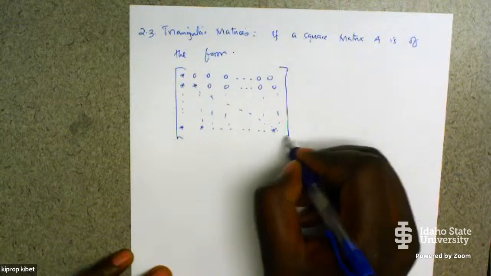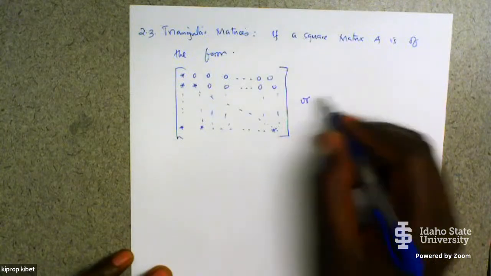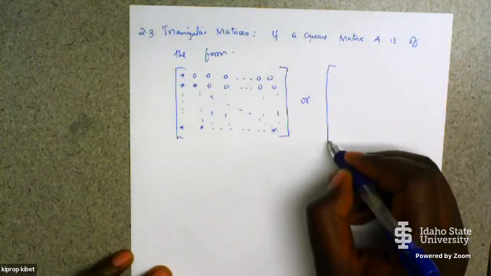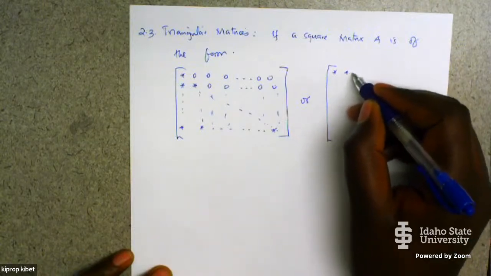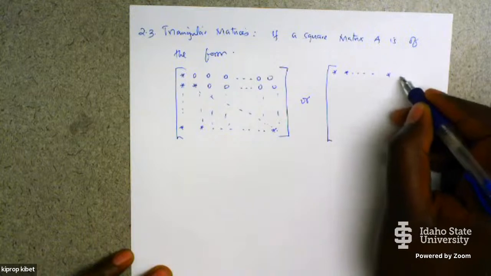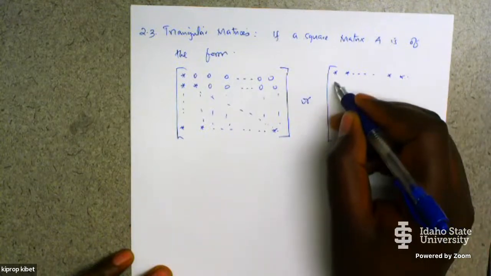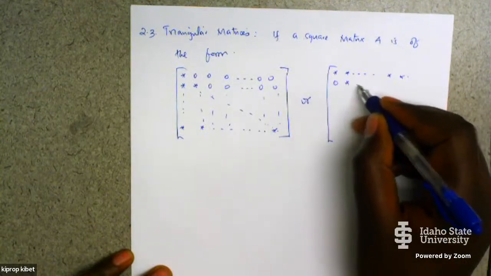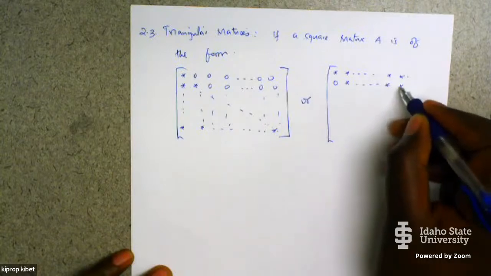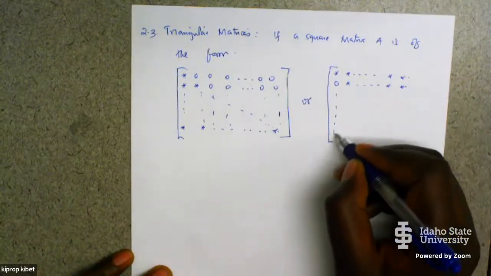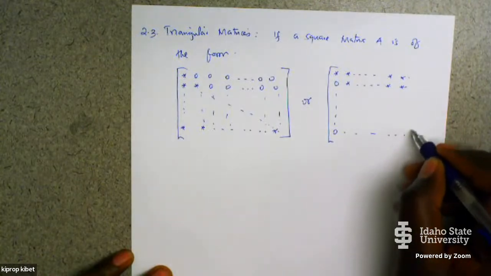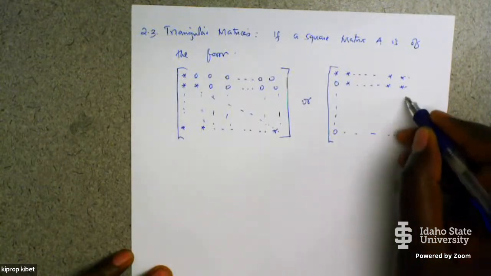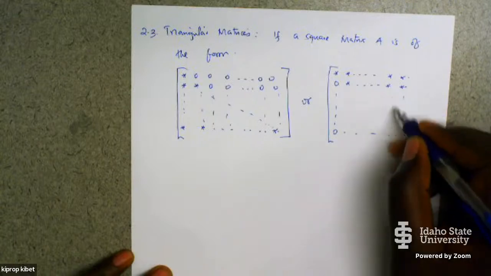We have something like that, where we have a star here, a star here, and the last one here is a star, then 0, star, star. Continue like that, 0, till the last one here is a star. Let's say we have it like that, right?